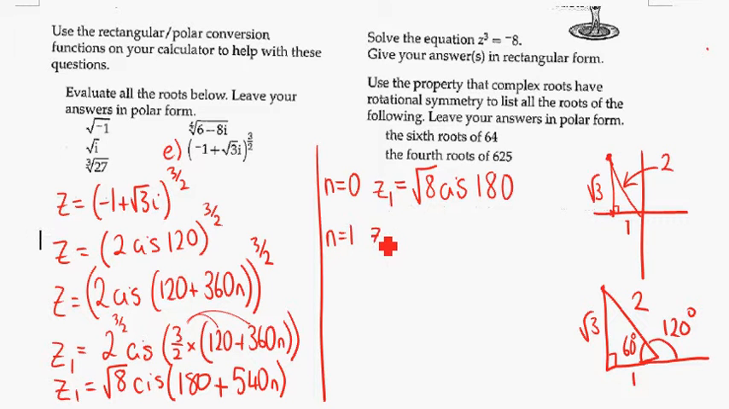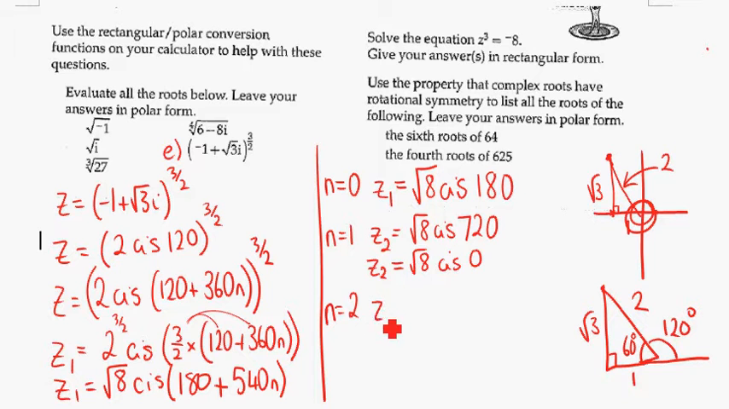Substituting n equals 1 for the second solution gives me root 8 cis. Now n is 1, 540 times 1 plus 180 is going to give me 720, and you can check that on a calculator. Now that's very big, I can tell, and 720 actually would be twice around the circle. So this is actually the same as root 8 cis 0 for another solution. Right, we'll keep going and see what happens.